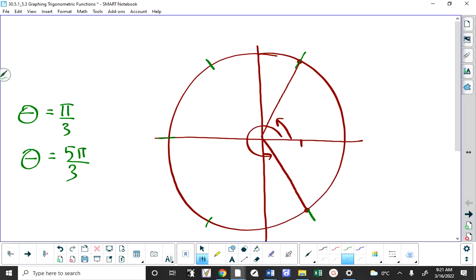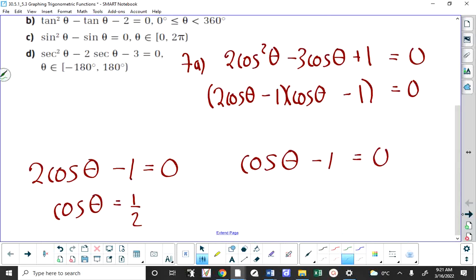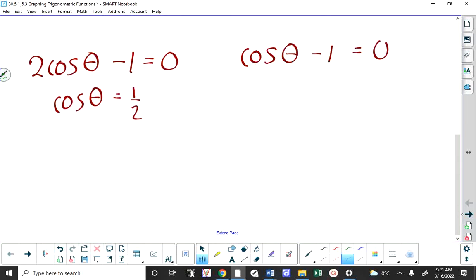And your other equation rearranged for cosine of theta would be cosine of theta equals 1. Well, and I should back up. I was going to mention this, and then the phone rang and I lost my train of thought.